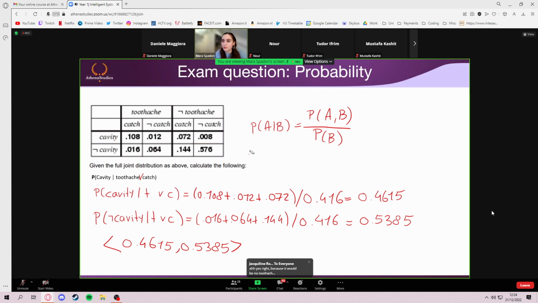Why didn't you just do 1 minus for the second value? You could do that, yeah, but I feel like it is important to know what you're actually doing. And maybe with the rounding, it gets a bit different. Yes, exactly. No toothache, no catch. For the last one, it would be no toothache, no catch. So we leave that one out, and the rest we do take.